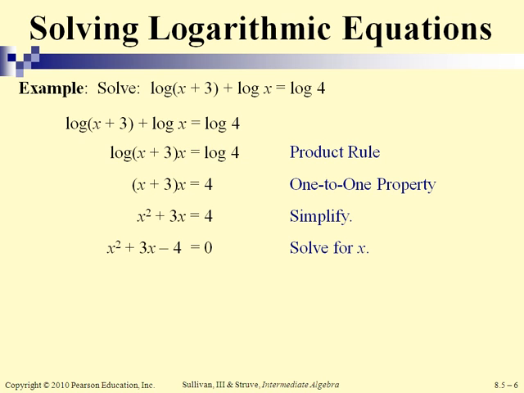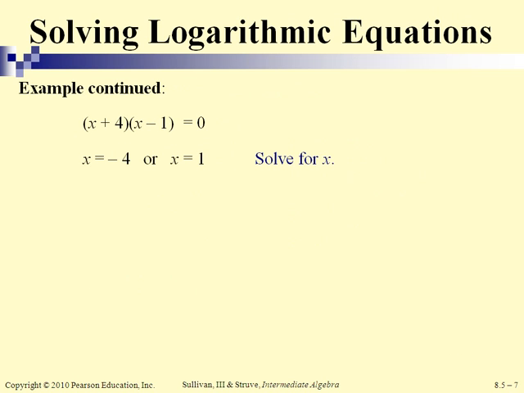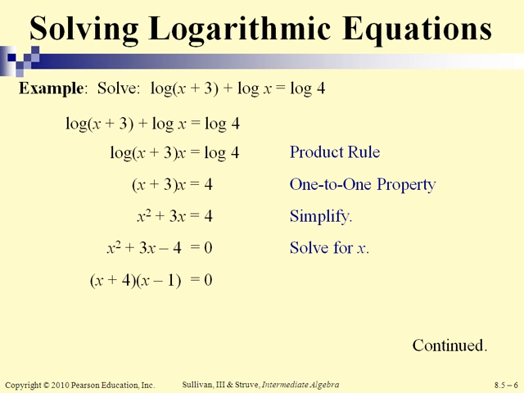This is a quadratic, so you want to put everything on one side and then set the other side to be 0. And we can factor, luckily, so x equals 1 or x equals negative 4. And then what you need to do is just what? Checking, right? Okay, let's check.